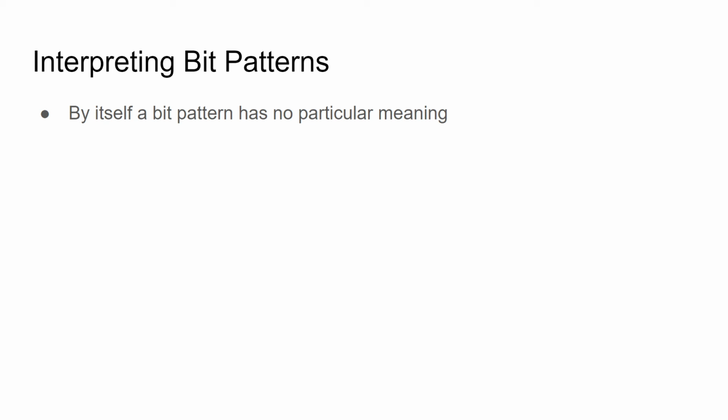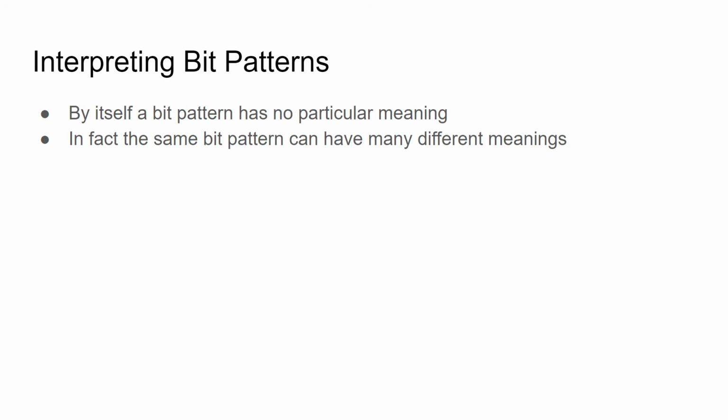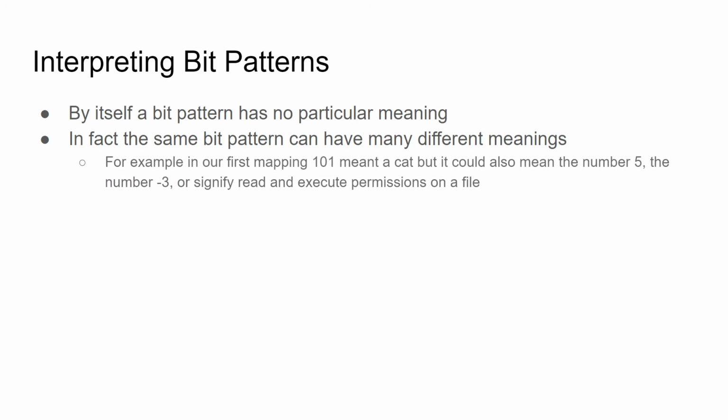One final note, because I still got 3 minutes: a bit pattern by itself has no particular meaning. If I give you some pattern, 1011, it can have different meanings in different contexts. A good example is 101. In our example previously, it meant cat. But it might also mean the number 5 or the number -3, or it could signify read and execute permissions on a file. But it depends on the context.